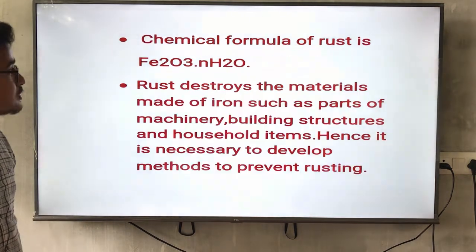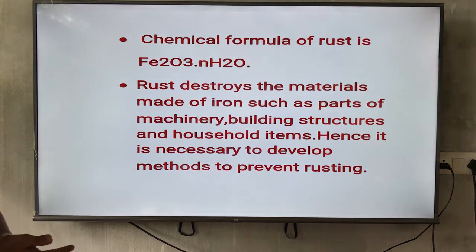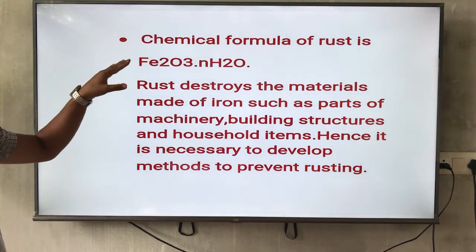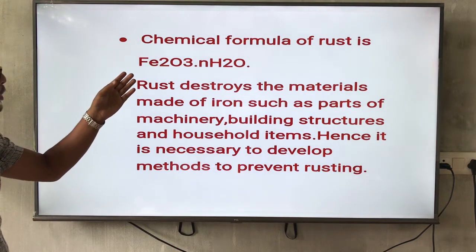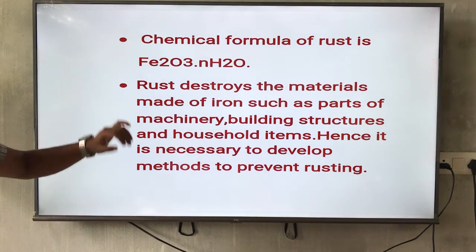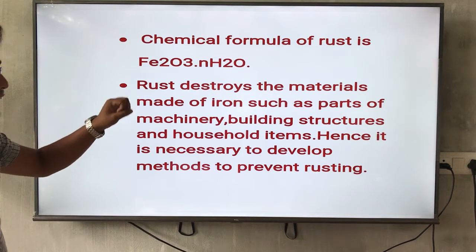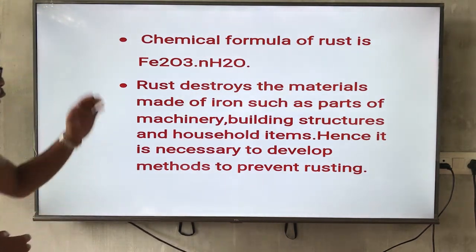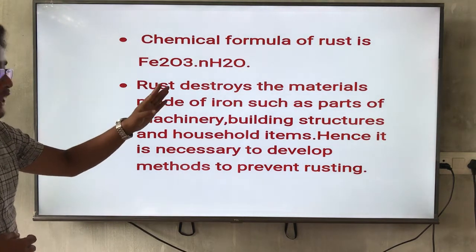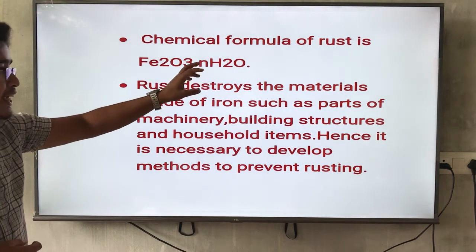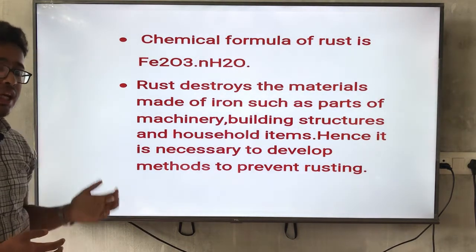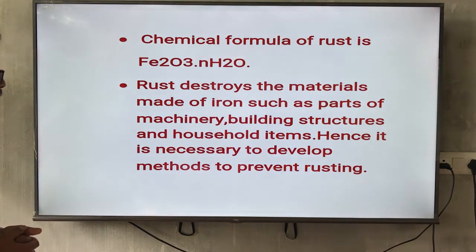After this, here is the chemical formula of rust. You have to memorize this formula of rust. Here Fe2, and this 2 will be present in subscript. Subscript means in the base portion. Fe2O3.nH2O. So this is the chemical formula of rust. You have to memorize this formula.